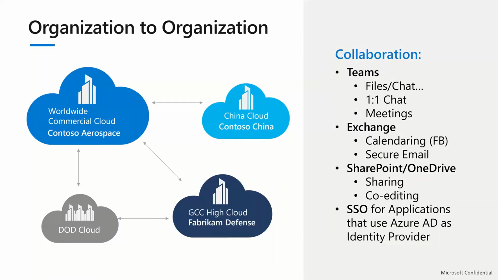Quick recap, just on a single slide, saying here's all the ability to do cross-sovereign cloud collaboration. You can do it with Teams, not only with files, but also with chat and meetings. You can do it with Exchange Online. That would include calendaring, free busy information sharing, etc., sending email that is encrypted, etc. SharePoint, OneDrive for Business for sharing and co-authoring, co-editing.